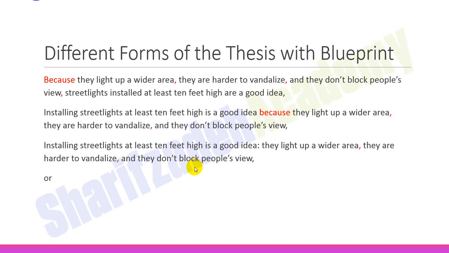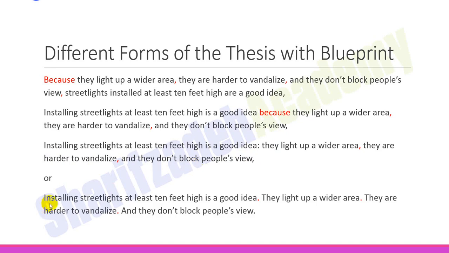Or the other way is this: firstly you can write your T statement, as you see. At the end you can put a period like this. Then you can write three sentences separately. Three independent sentences here, independent clauses, and provide the readers with the reasons. They light up a wider area, they are harder to vandalize, and at the end they don't block people's view. But I believe that the second one is more common, but whichever you prefer.